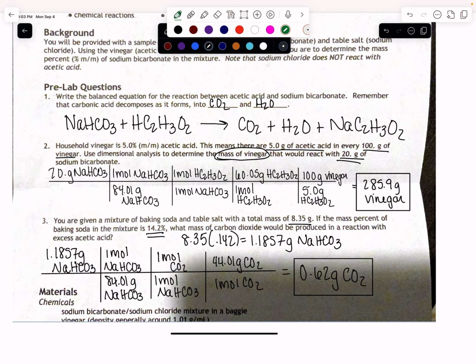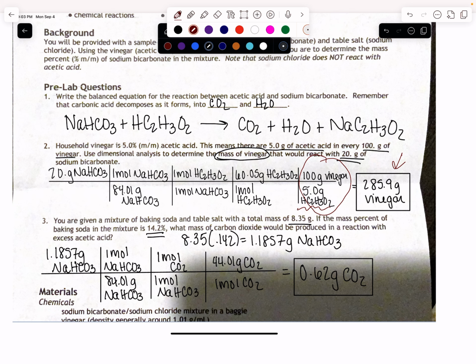And then this is the most important piece, this last little bit over here where I have to actually determine how much acetic acid is in the vinegar. So for every 5 grams of the acetic acid, I have 100 grams of vinegar, which leaves me with 285.9 grams of vinegar that I would need to use to react if I had 20 grams of sodium bicarbonate in my bag. No one should have that much in your bags. Your bag should weigh about 10 grams total. So this would be a ton of vinegar if you ended up getting this. But in this hypothetical situation, that's how much vinegar you would use.